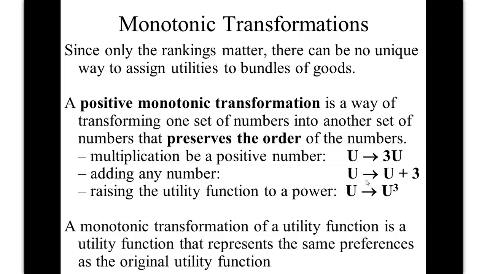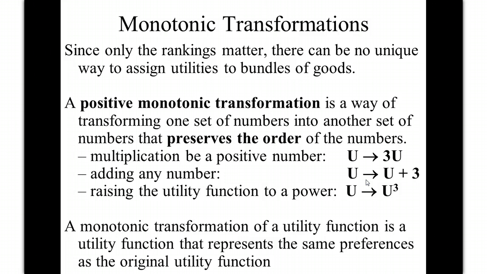Or you could raise it to a power. So if you took 4 and 6, and if you cube them, 4 cubed is 64, and 6 cubed is 216. So again, when you deal with 4 and 6, or 64 and 216, the order stays exactly the same. So there's no unique utility function. We don't have individual or personal utility functions. We just need something that ranks or orders goods.